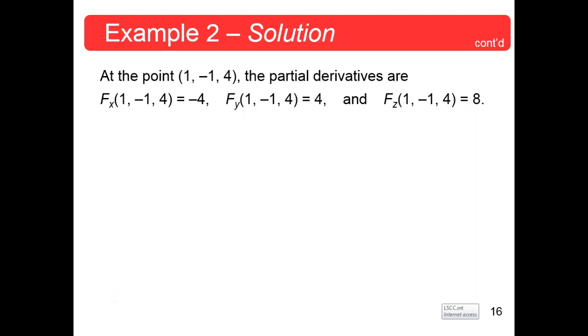Example 5: find the equation of a tangent line to a curve. Find a set of parametric equations for the tangent line to the curve of intersection of the ellipsoid, and here's the ellipsoid: x squared plus 2y squared plus 2z squared is equal to 20. All right.